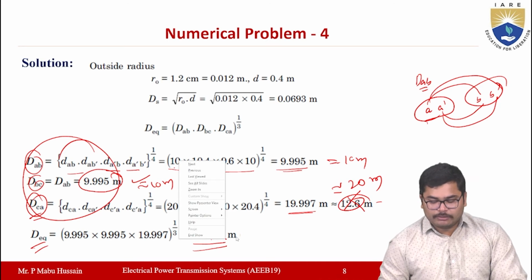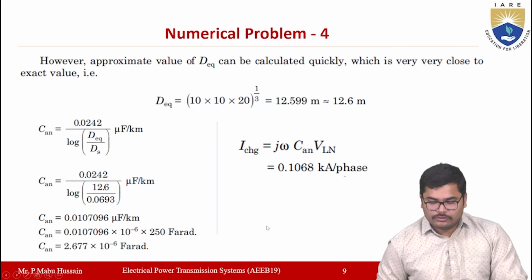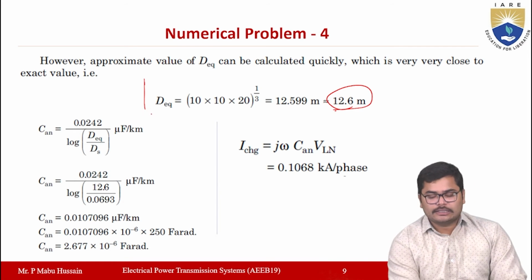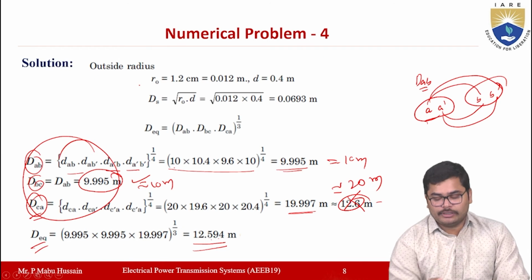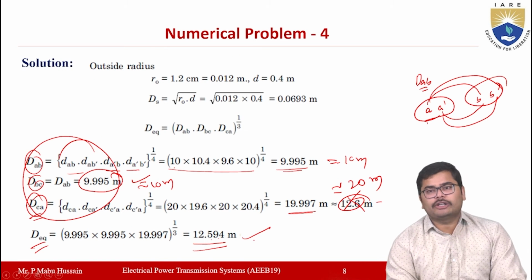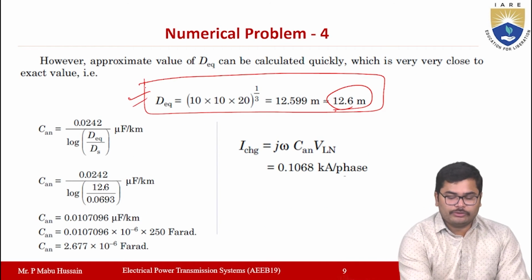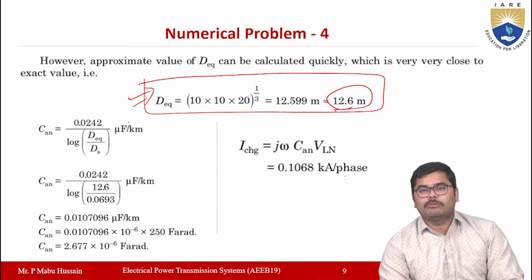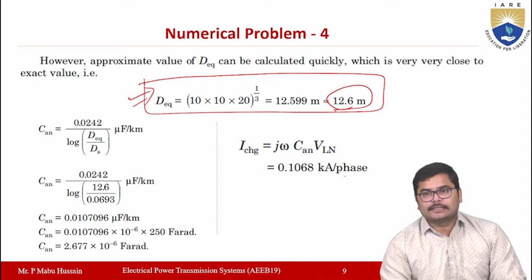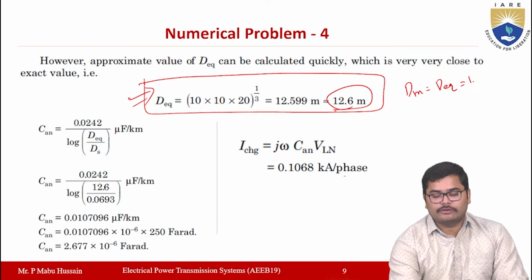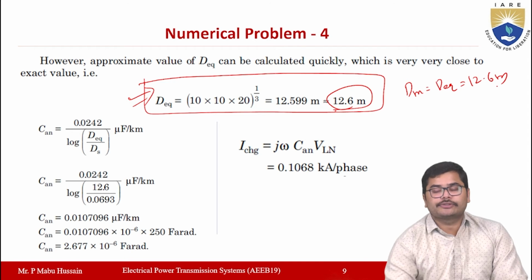In the previous method, what value did you get? You got 12.6 meters. This previous method is the approximate method actually, and this method is the exact method. But if you observe the two values, you get almost the same value. So I always prefer to use the approximate method so that the problem can be solved very easily. So now dm is equal to D equivalent, which is equal to 12.6 meters.